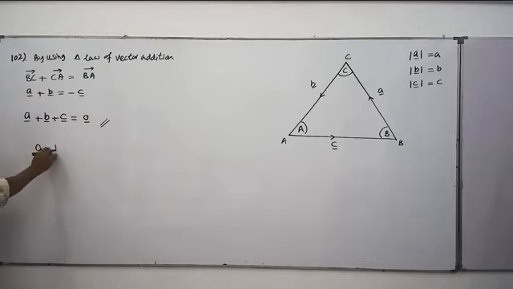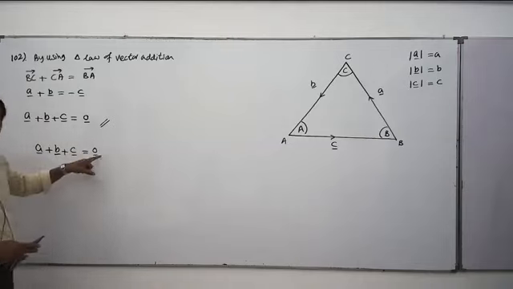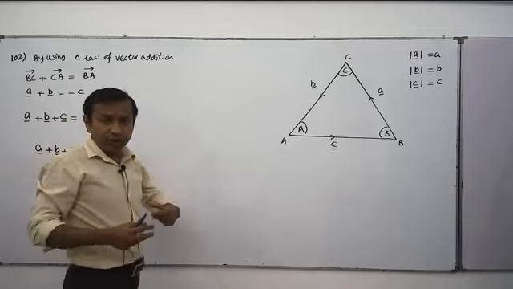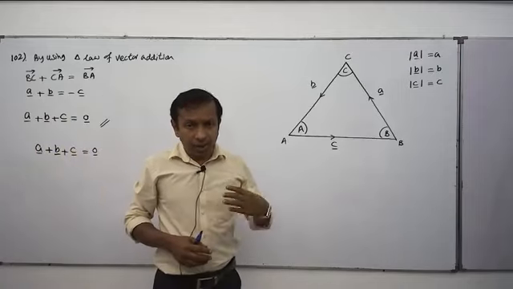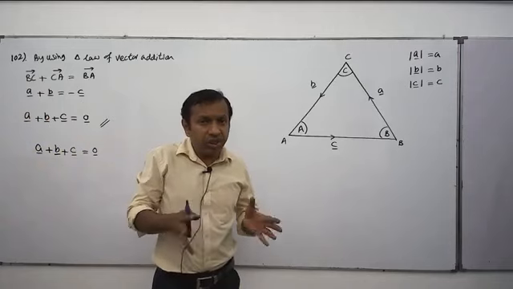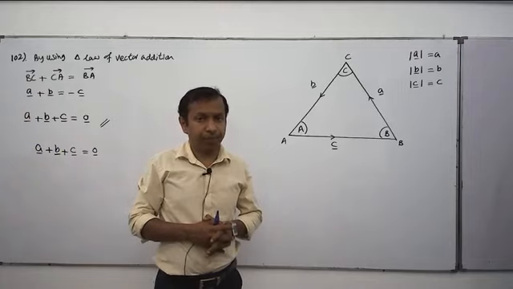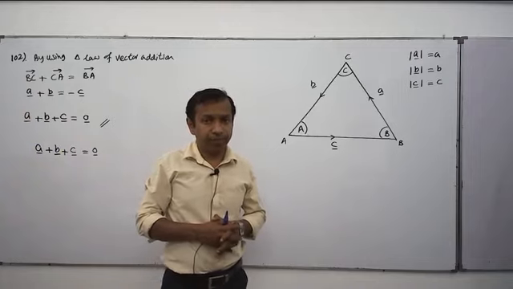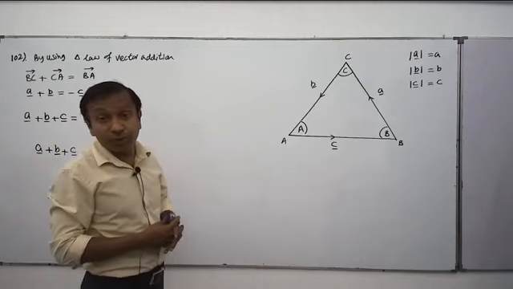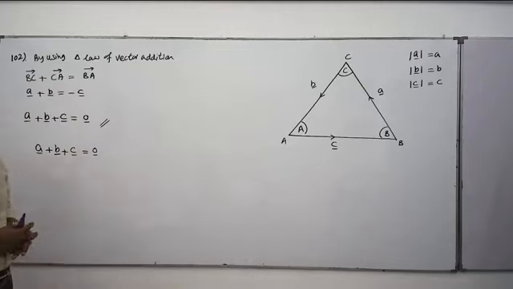A vector plus B vector plus C vector is equal to the 0 vector. Both sides of this, the left hand side is a vector and the right hand side is also a vector, and they are equal. Now I take the cross product of both sides with vector A.